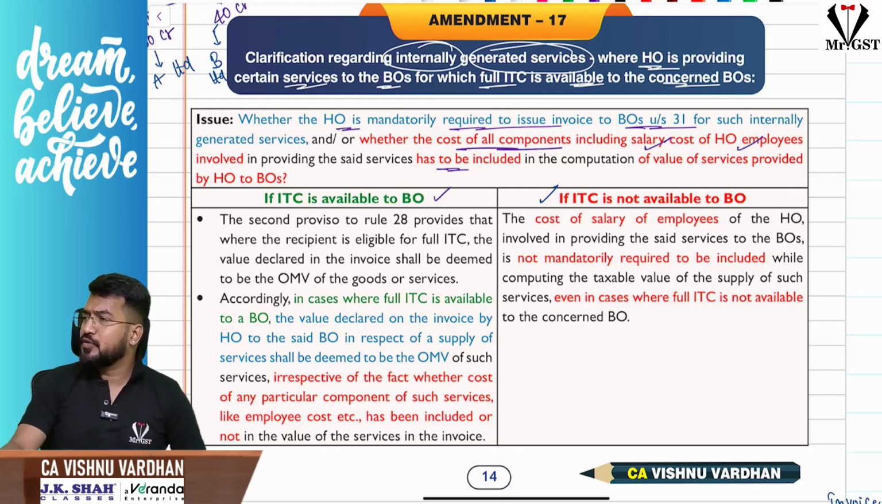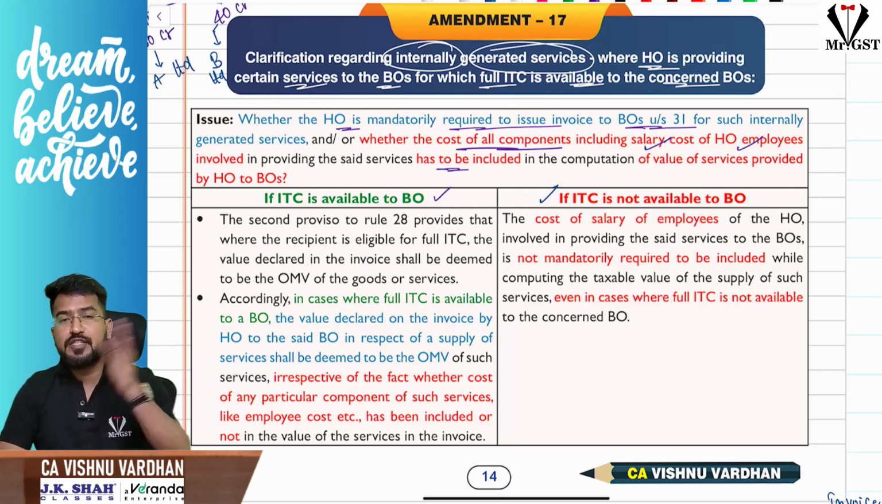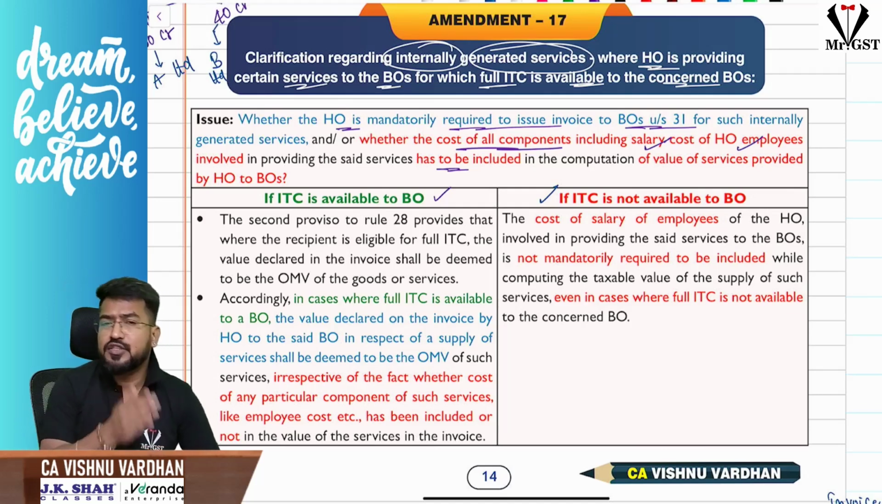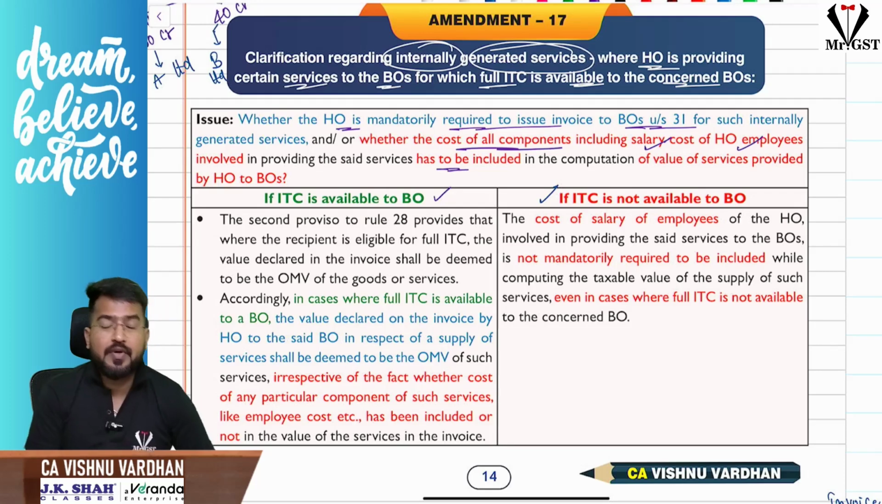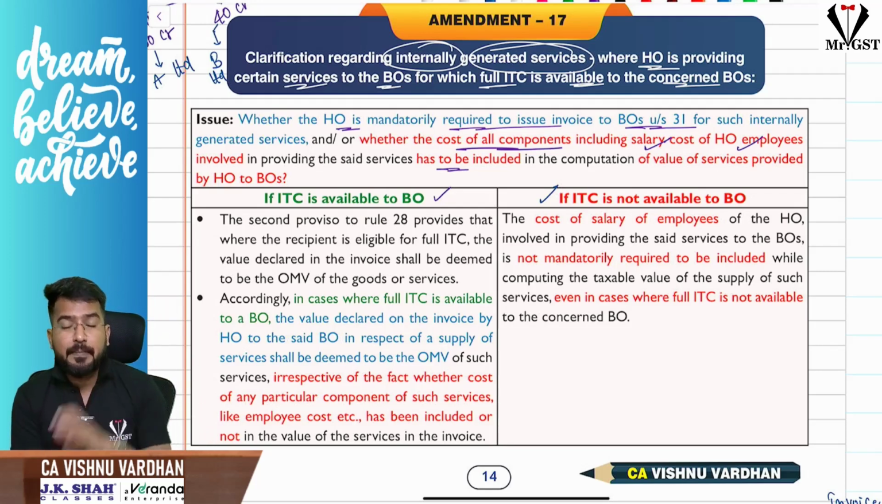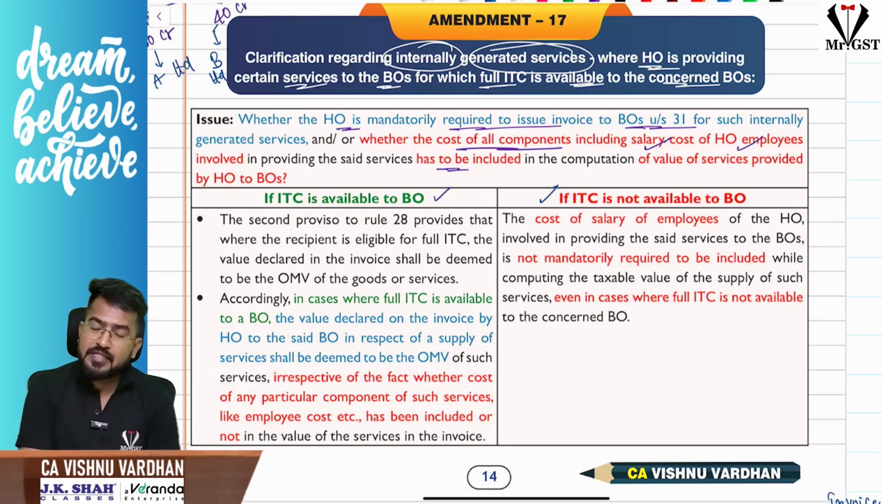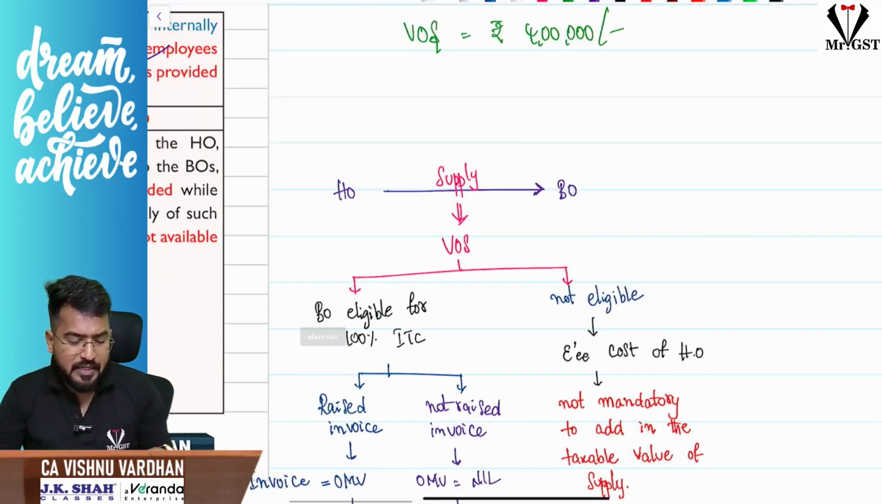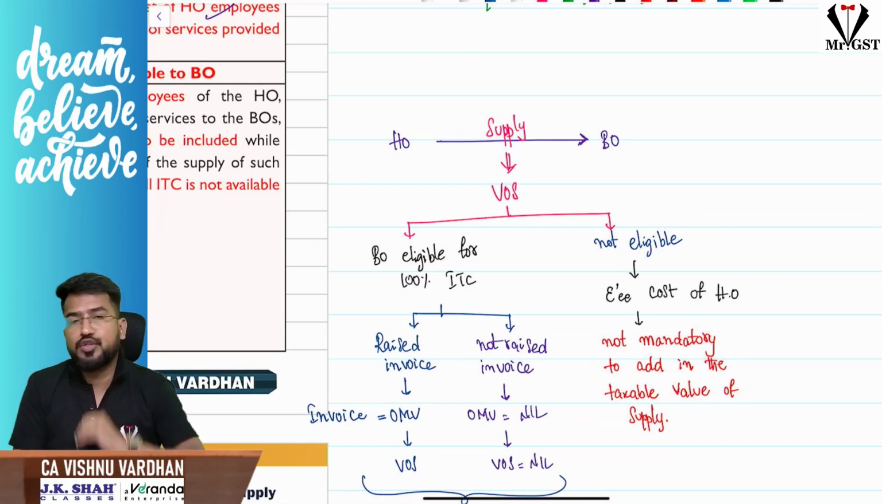See the next one, sir. What about the head office providing services to the branch offices for internally generated services? Should the head office raise an invoice under section 31, and should the cost of the employees of the head office be included in the value of supply? That is the doubt. Now here, I'll just simplify this clarification. Head office is making supply to branch office. What should be the value of supply?